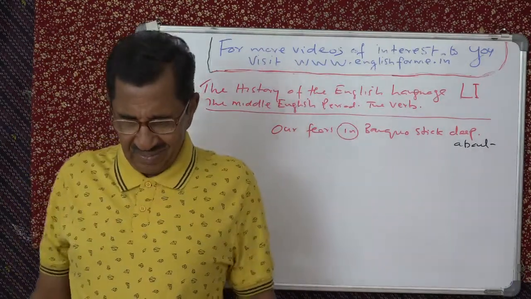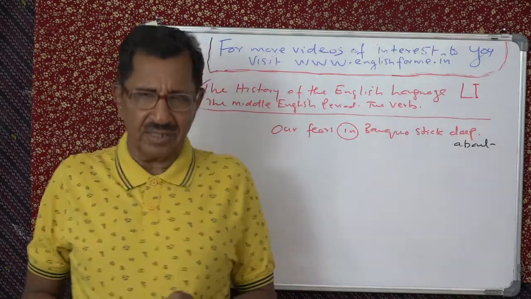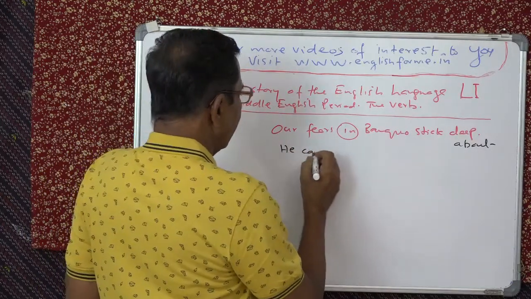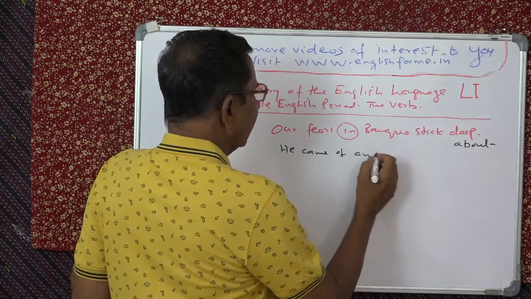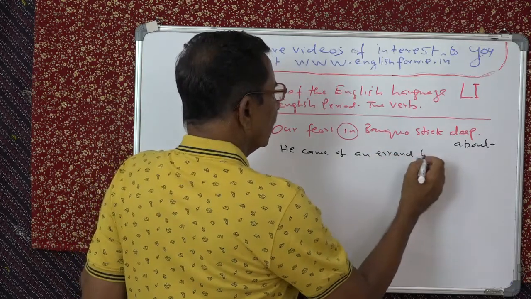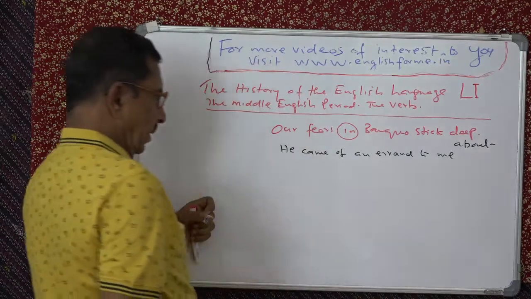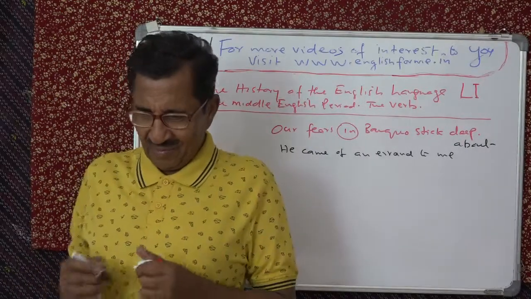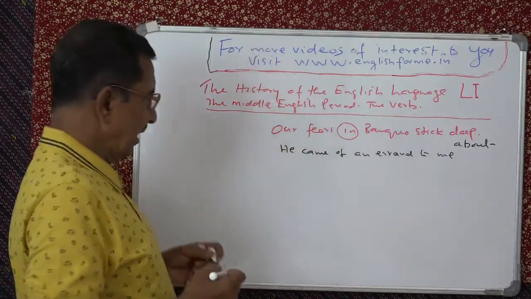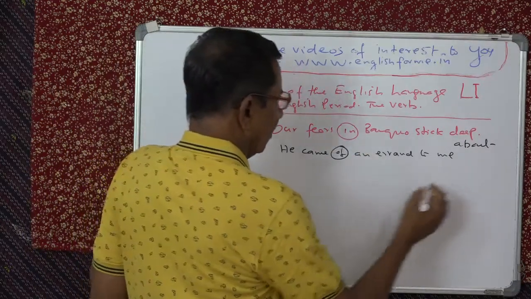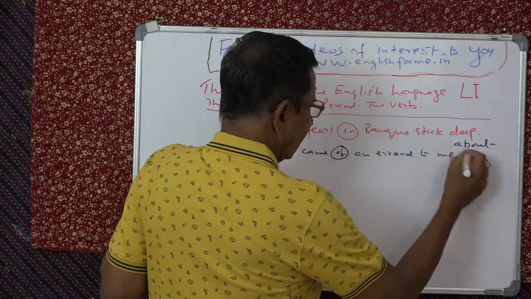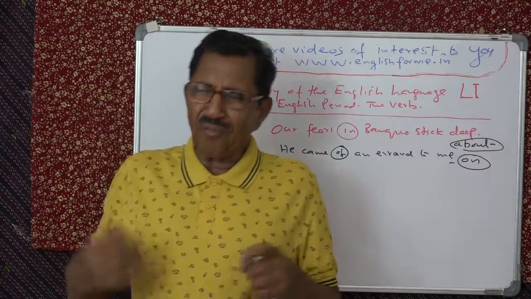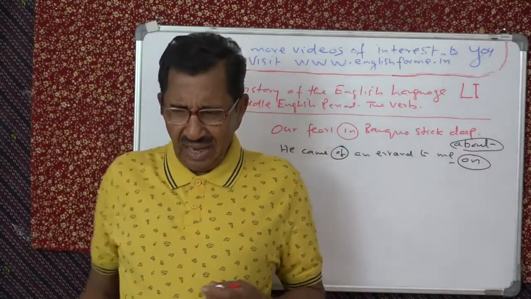It's idiomatic use. He came off an errand to me. What is the preposition? He came on an errand to me. Instead of on, this is off. Off is used for many prepositions. I will give another example.